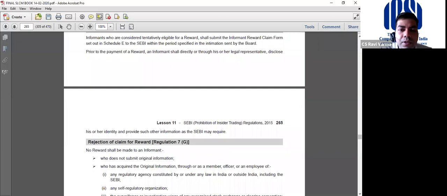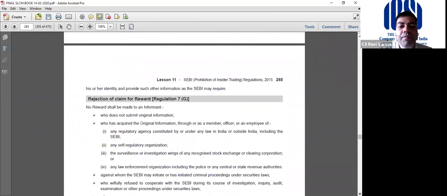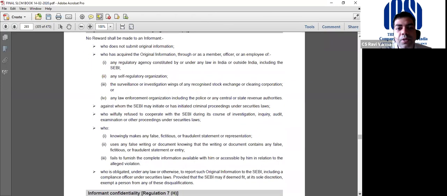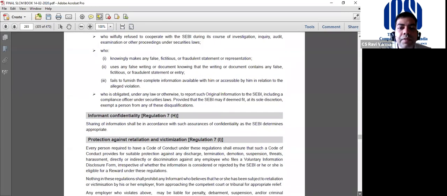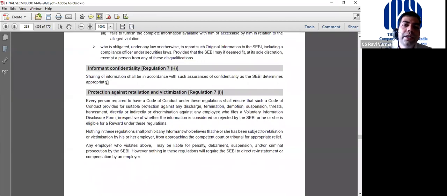And if this is not original information, or you have compiled the information, or you are passing on information of the past, then SEBI will not honor your claim. They will reject it. Confidentiality, I already told you: unless required by law, SEBI will keep the entire name and everything confidential. Say, for example, one employee of a company informed SEBI about the other company. What will happen? If the other employee is influencing, then the company will fire the employee who has informed.